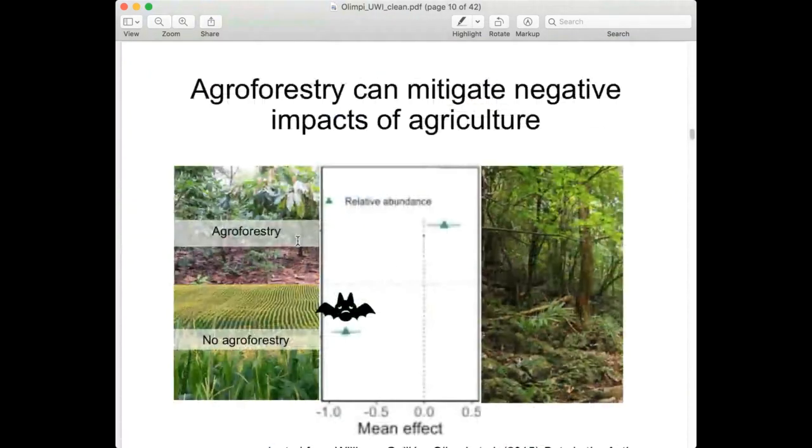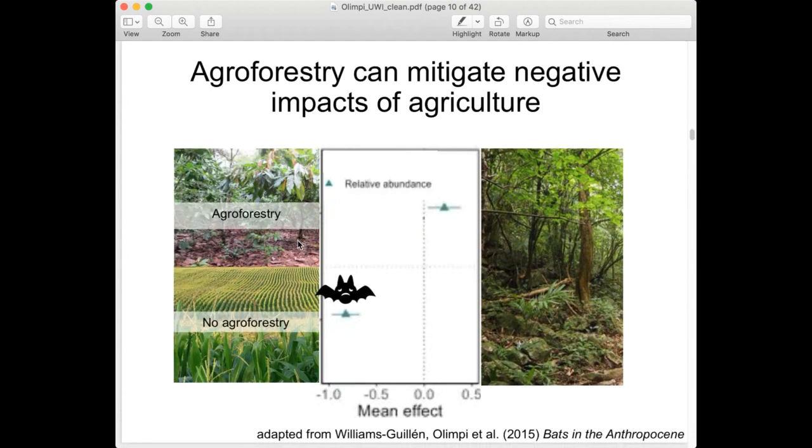I used meta-analyses to assess changes in bat communities as a result of agricultural intensification. So we looked at differences between natural habitat and agricultural systems, such as between coffee and forest, or between a high intensity system and a low intensity system, like between sun and shade coffee. What we found was that intensification did not change bat abundance in agroforestry systems, but it did change abundance in systems without trees. So what we see here is agroforestry can mitigate the negative impacts of agriculture. And we saw the same trend for species richness, but it wasn't significant. Next slide.